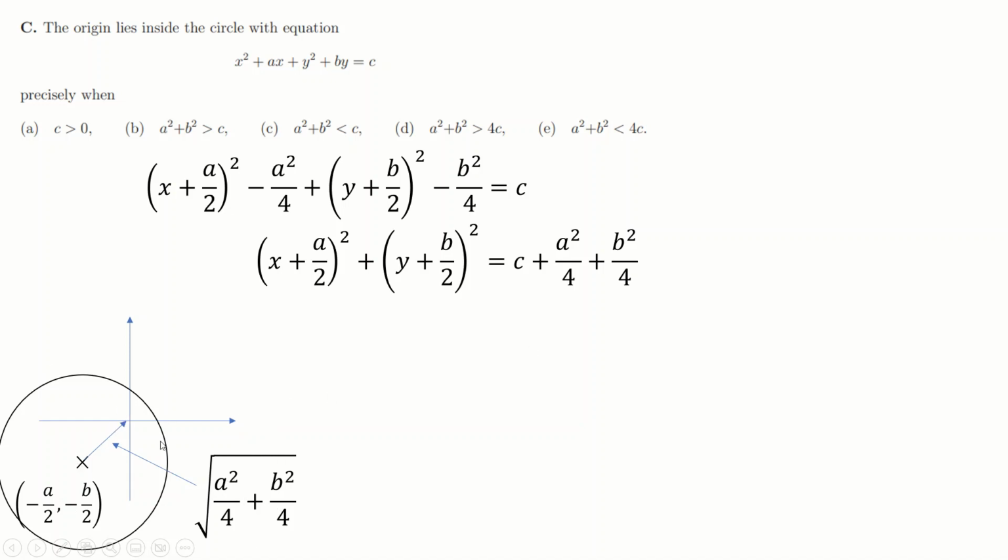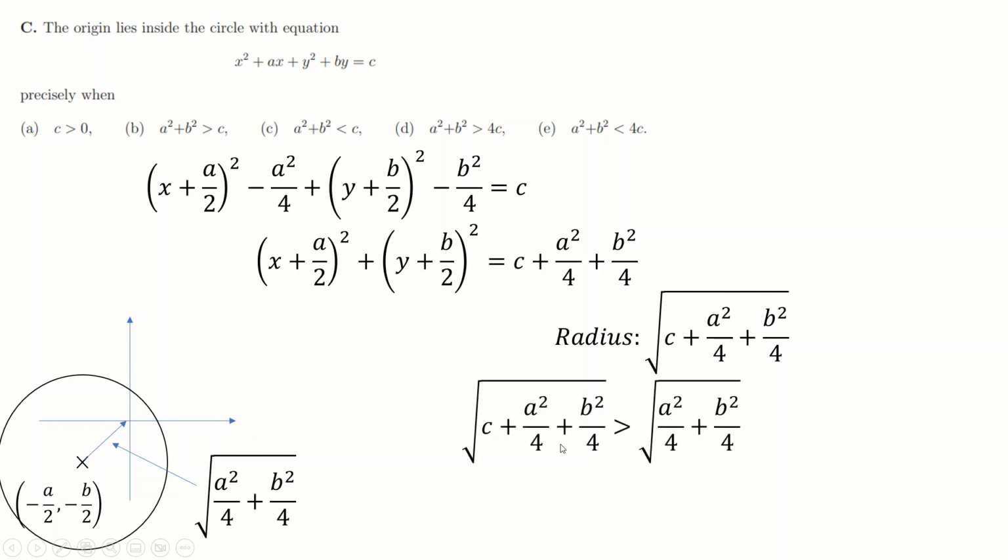Now, of course, for the circle to contain the origin, you just need the radius, which is root this, to be bigger than this distance here. As long as that radius is bigger, the origin is contained. If the radius was lesser, the origin would be just outside. So I just need that to be bigger than that. Of course, I can square both sides out because we're dealing with positive numbers here. The roots are defined to be positive, of course, so we can square this out and we don't have any problem with this inequality here. Of course, all of this cancels and we get c is greater than 0.